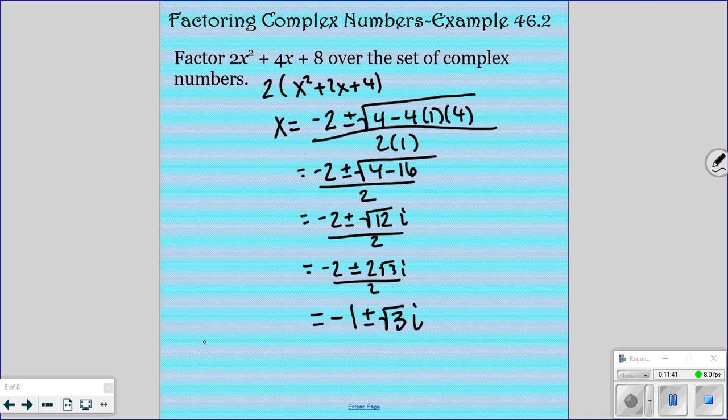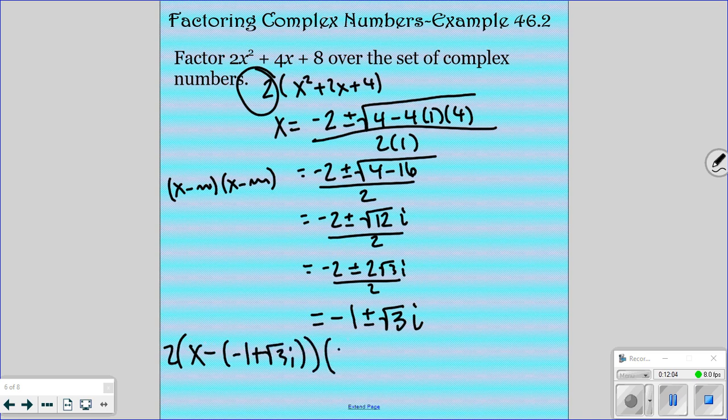But we want to factor it, so we need to have it as x minus a number times x minus another number. So x minus, I'm forgetting something in front. We have a 2 out here, so we need to have 2 and then x minus negative 1 plus the square root of 3i, and then x minus negative 1 minus the square root of 3i. So you have to make sure you distribute your negative completely here.